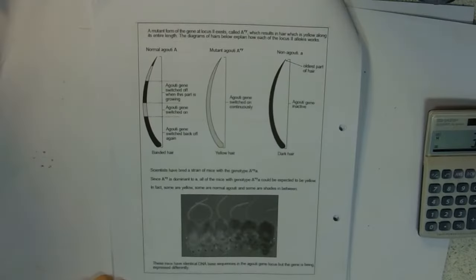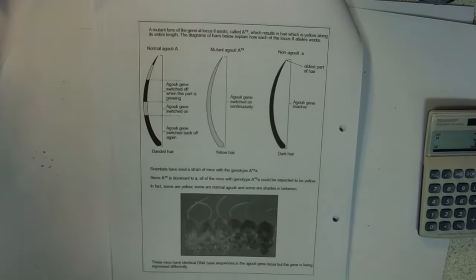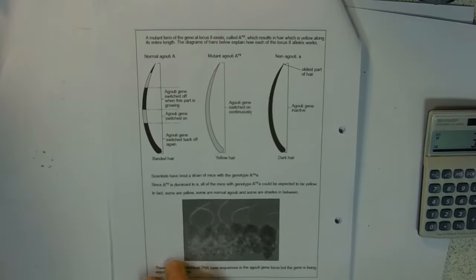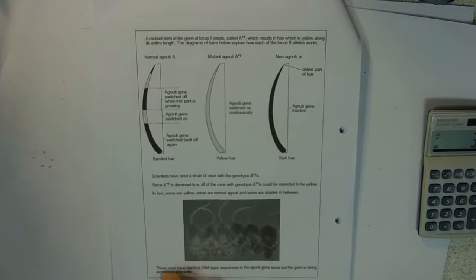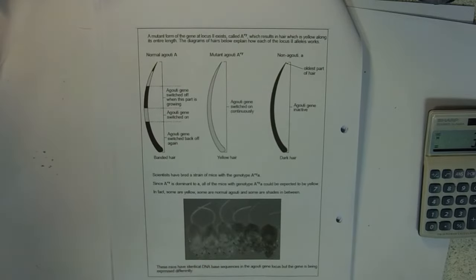Right, here we are with part 2 of our Agouti tale, and we've got some frightening looking information frankly on this page. We've got a mutant form of the gene now. They're assuming you completely understand everything that's happened so far, and now we're going to introduce a mutant. And this was the A gene. Remember, we had big A, little a.